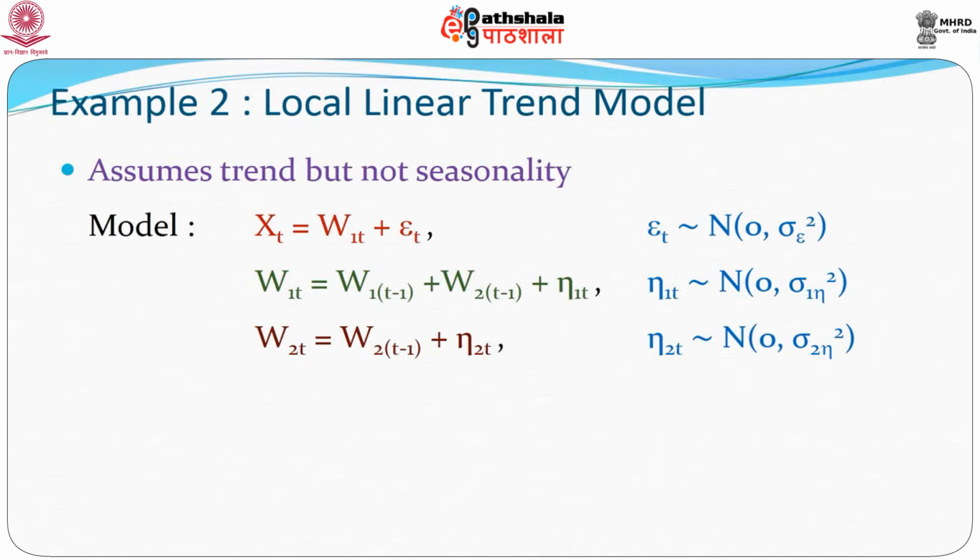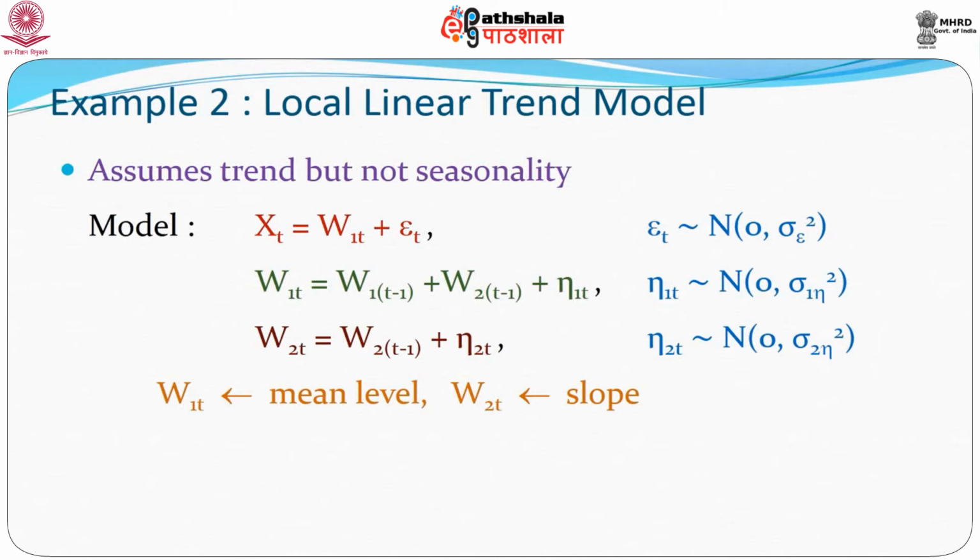And this W1t is composed of two things. Firstly, it is the mean level, and this mean level is given by the mean level at the previous time point, that is W1,t-1, plus the trend in between these two. So, the trend at t-1 added to the mean level at t-1 gives you the mean level at the time point t.